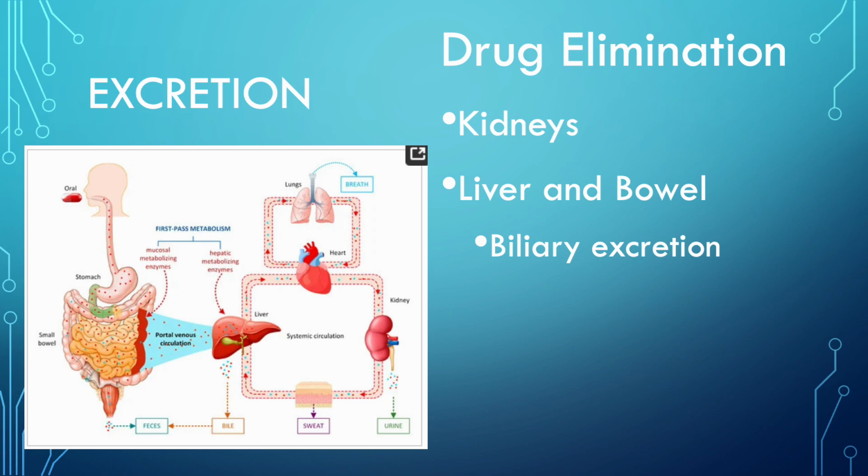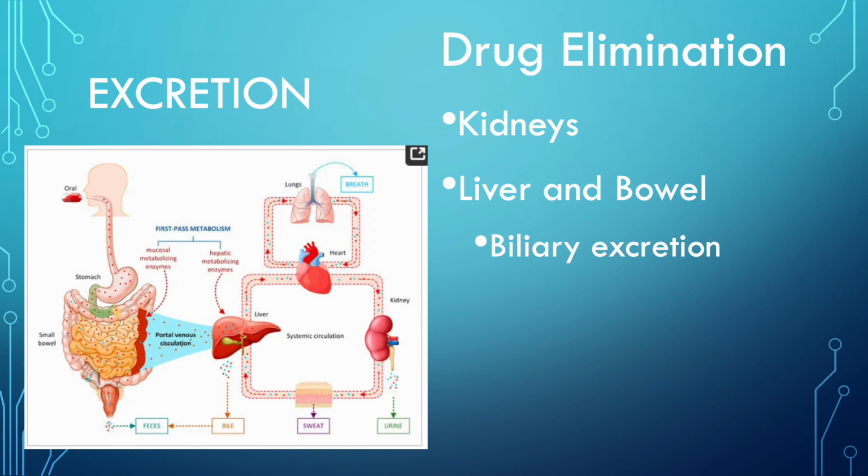So we have to make sure we monitor BUN and creatinine levels of the kidneys to make sure they're working well so that we can get those drugs removed from the body the way that they're supposed to. Other routes of excretion include getting medications out through the lungs, sweat, salivary glands, and mammary glands.